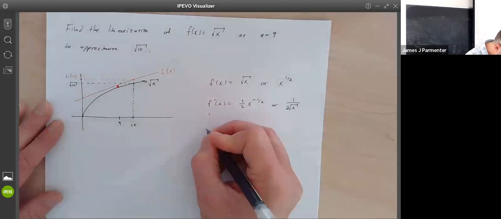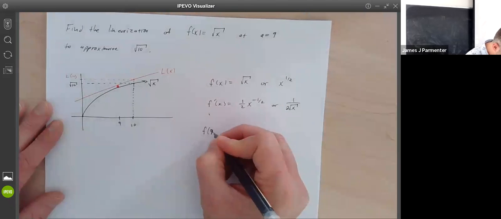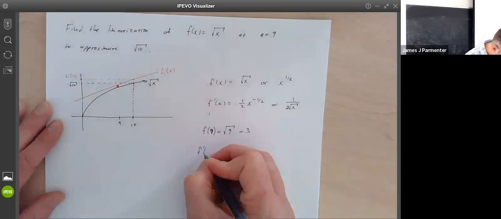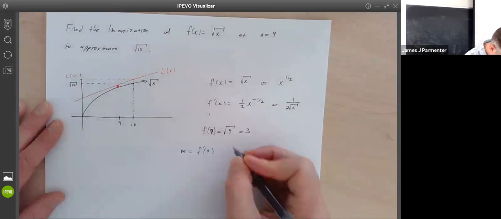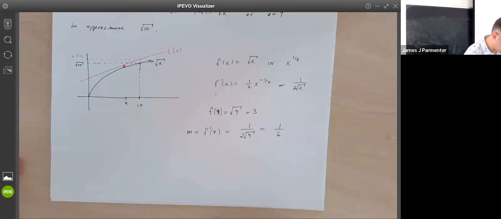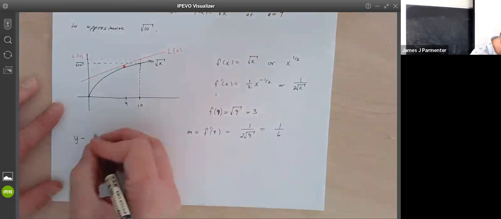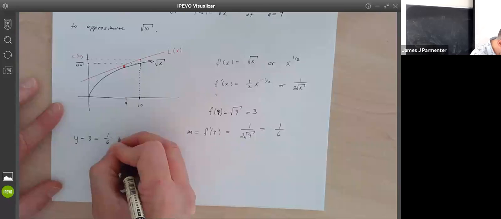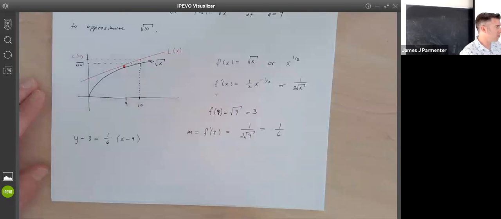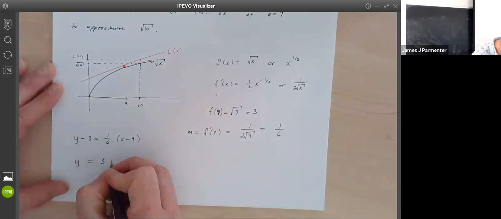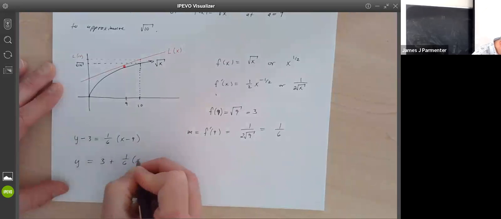So f of 9 is the square root of 9, which is 3. And f prime of 9, which is my slope, is 1/2 times the square root of 9, which is 1/6. So my equation of my tangent line is y minus the y value equal to my slope times x minus the x value. Or solving for y, equal to 3 plus 1/6 times x minus 9.